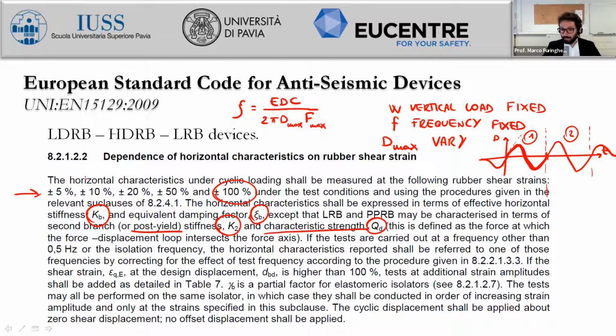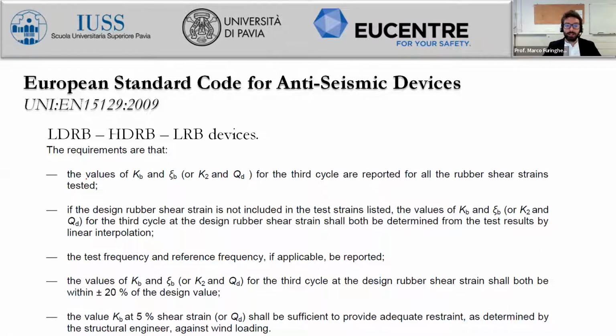This is for testing. I will add also another parameter for design, because also for lead rubber bearings, the effective horizontal stiffness is very important, because it is directly related to the design period, which is assumed at the beginning. In tests, these are the main parameters which are considered for the final requirements of the standard code. But for design, we have also to consider the second stiffness, so the effective horizontal stiffness. Then these are the requirements for these typologies of tests.